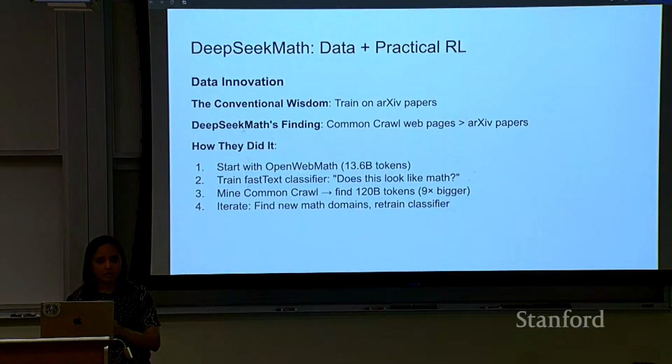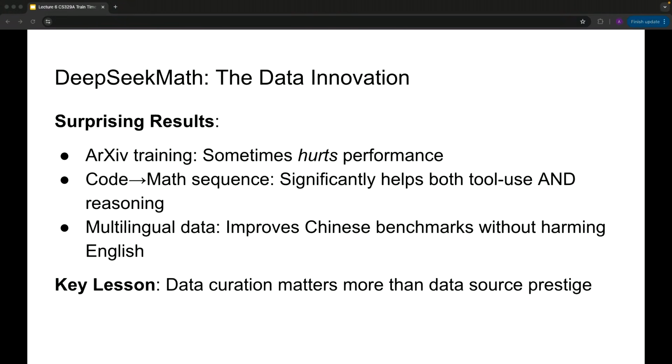They got coverage across a lot of math domains, gathered a lot of high quality data in math, and started from a code pre-trained model. They showed that arXiv training was not really helping, but code to math significantly helped, because it allowed the model to reason better and do tool use better.